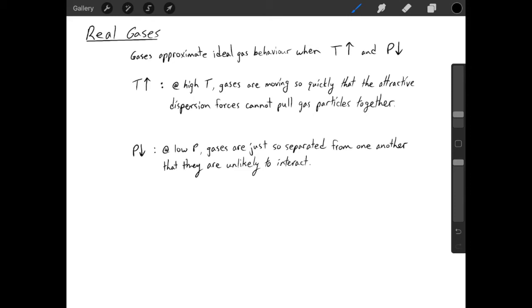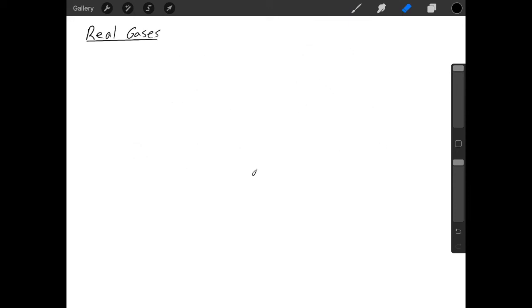But sometimes you encounter gases that are not at a high temperature or not at a low pressure, and they don't exhibit ideal gas behavior. They behave like real gases that have messy, difficult behavior. But there is a modified version of the ideal gas law that accounts for real gas behavior.